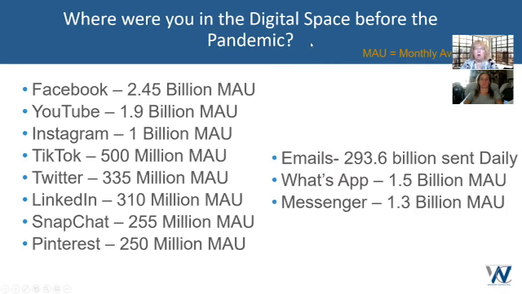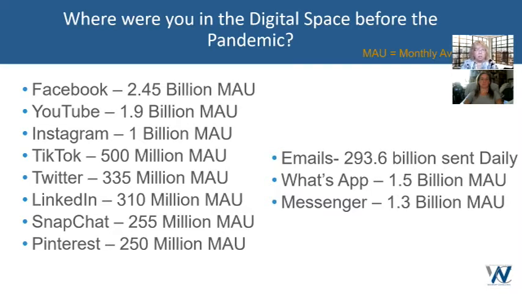So let's talk about the different platforms. Facebook has 245 billion monthly average users. YouTube has 1.9 billion. Instagram has 1 billion. And then we're dropping down, and you can see the different platforms and what they do.